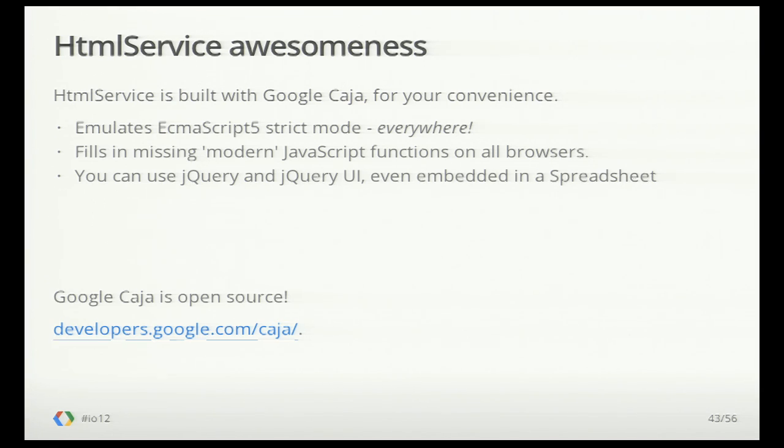If you could do it in a web app, you can do it inside a spreadsheet. Now, Google Caja, which is the underlying technology here, is open source. You can get to it at developers.google.com/Caja. And this is cool because if you see a feature or a bug, help us fix it. This is an open source project with really, really active development, and we are using the latest version of it as soon as it gets pushed. So you can join in with us and make this service better.